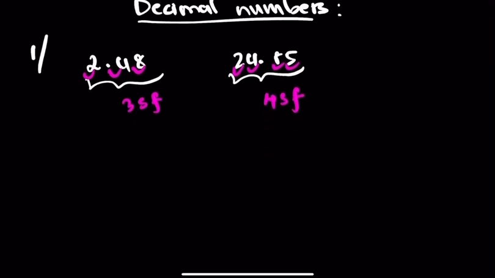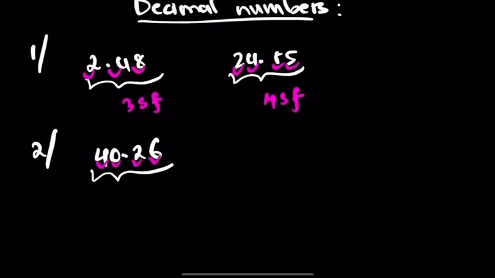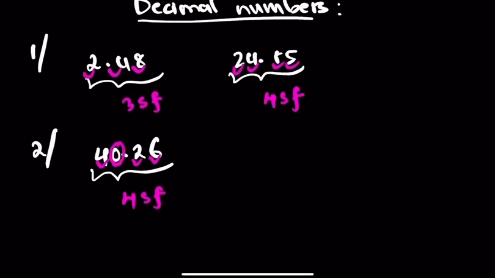Let's go to the second rule, which says count all the zeros between non-zero digits. Let's say we have 40.26. So this has 1, 2, 3, 4. Four significant figures. And we'll count this zero which is between non-zero digits.